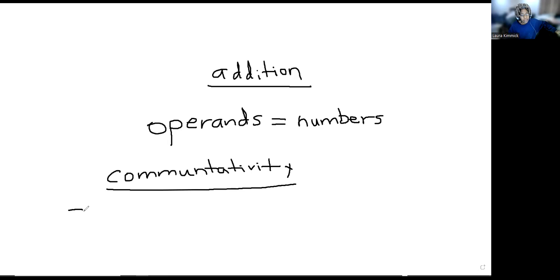Here's a great example, like 21 plus 34 plus 41 plus 51 equals 144. Then you can do it backwards. 51 plus 41.